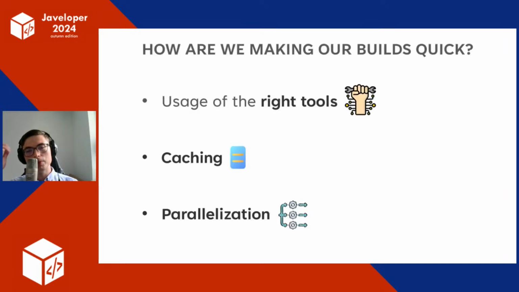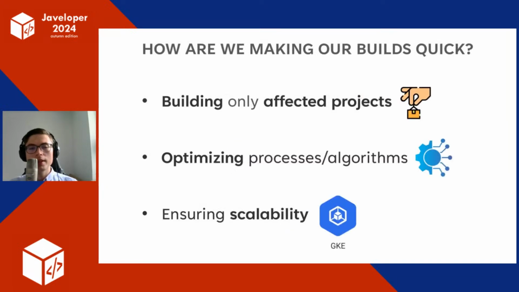But in order to mitigate this, we can use the right set of tools. So, like I mentioned, for example, Bazel is one tool that is commonly used for building monorepos, and it has a high degree of caching and parallelization, which allows the builds to still be quick, even though we are building a massive amount of code.